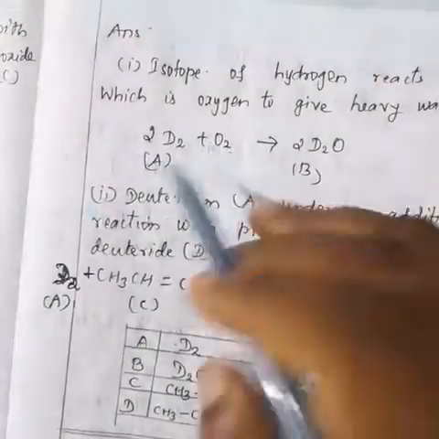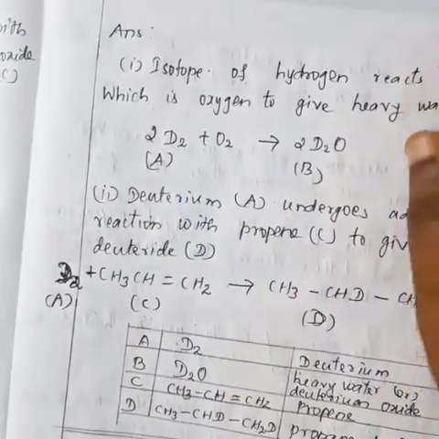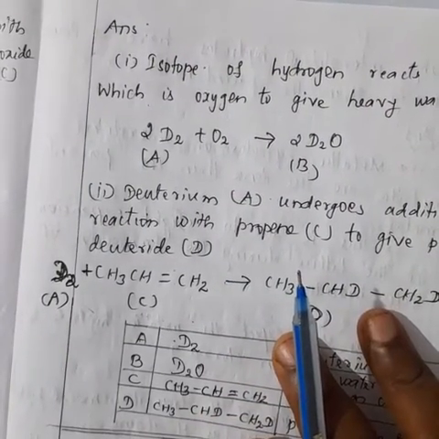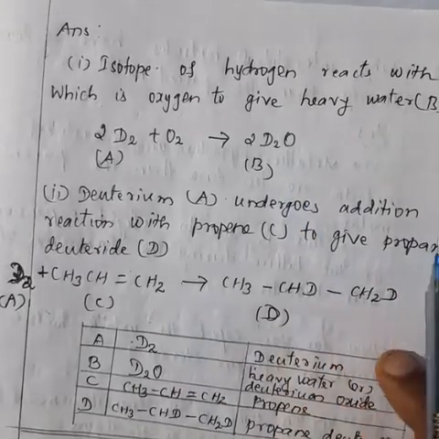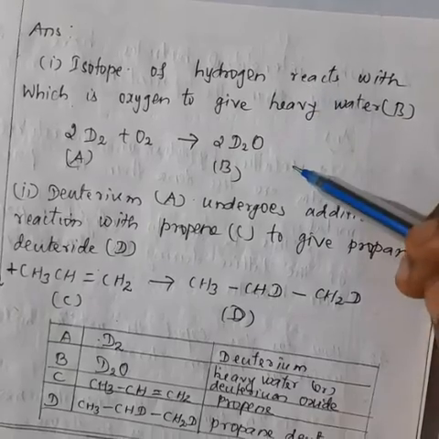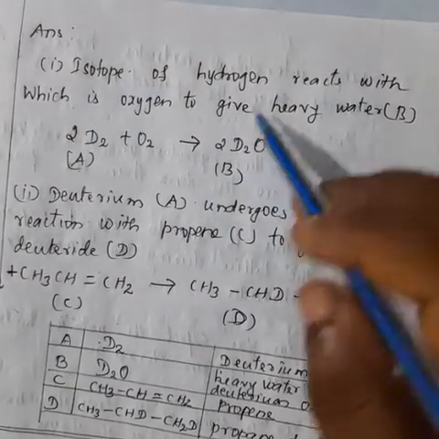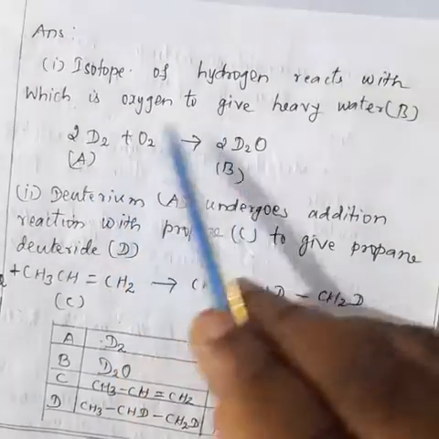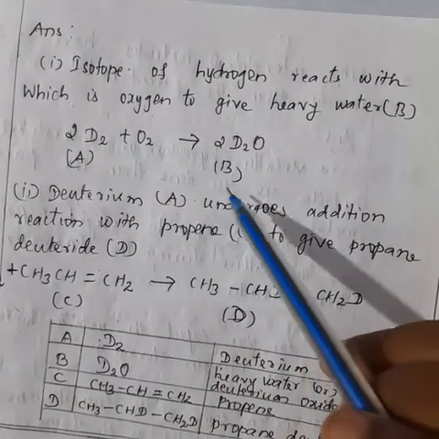Okay. So when oxygen reacts with isotope of hydrogen, isotope of hydrogen means deuterium, to give the compound B, that is used as the moderator in nuclear reactor. You know which substance is used as moderator in nuclear reactor? That is deuterium oxide, heavy water. Okay, understand? So isotope of hydrogen reacts with oxygen to give heavy water. Okay, D2 plus O2 gives 2D2O.